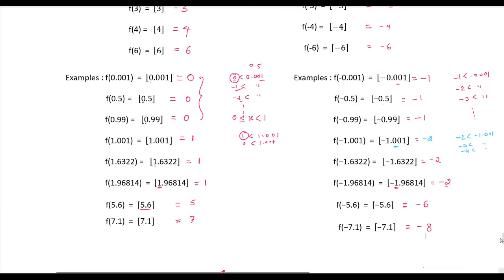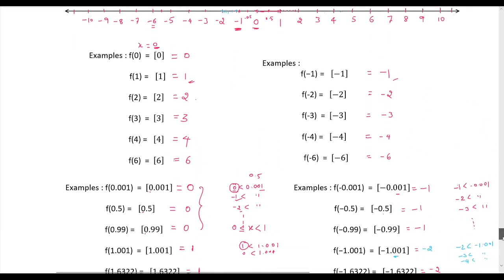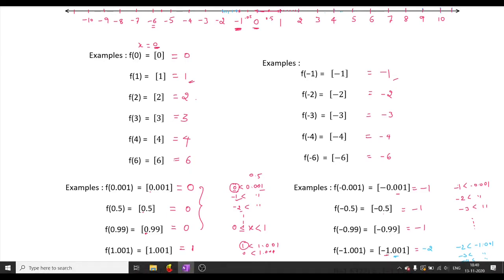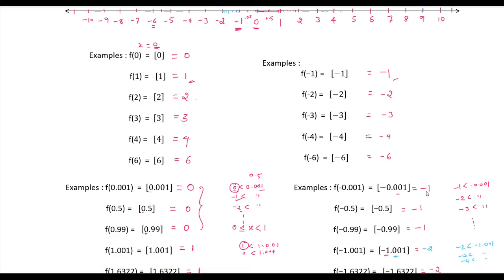Dear students, hope you have understood the logic behind writing the greatest integer value. So whenever it is an integer, the value of the function is itself. But whenever it is a positive decimal number, it will always assume the value which is the integral part of the decimal number. Whenever it is a negative value, it will always assume the one value lesser than the integral value. That is what we can understand from this.